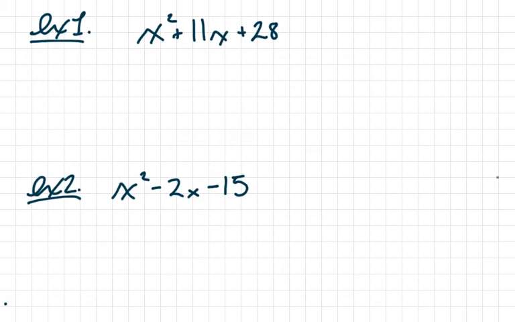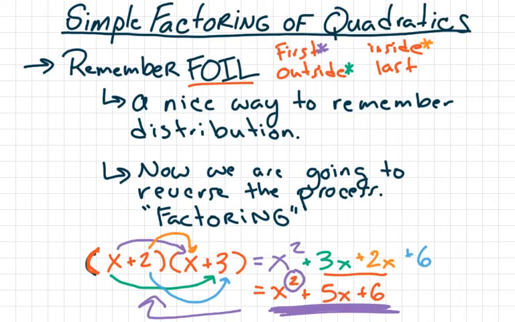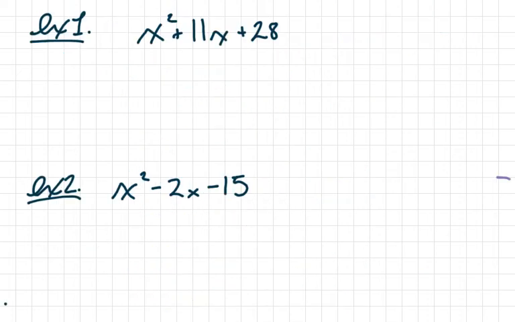Okay, example 1. We have x squared plus 11x plus 28. Now, how can I do this? Well, if I go back to my foiling example, I see that this 5x happens to be these two numbers, the 2 and the 3, added together. And I also noticed that this 6 is these two numbers being multiplied together. And it turns out that that is the pattern, and you can kind of see it here with the foiling.